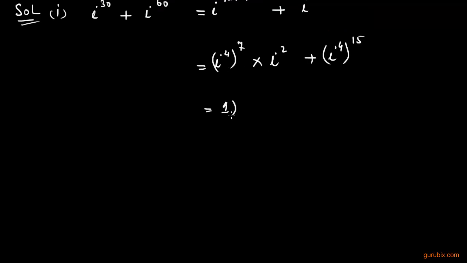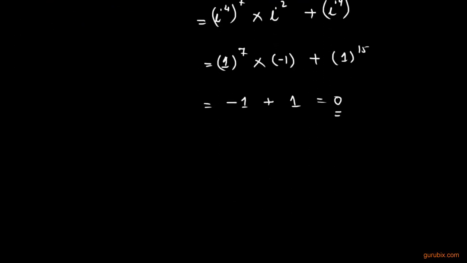Then this value becomes 1 raised to the 7th power. And we know that iota square is negative 1. And also iota raised to the 4th is equal to 1. So 1 raised to the 15th power. So this whole value becomes negative 1, this whole value becomes positive 1, so the solution is 0.